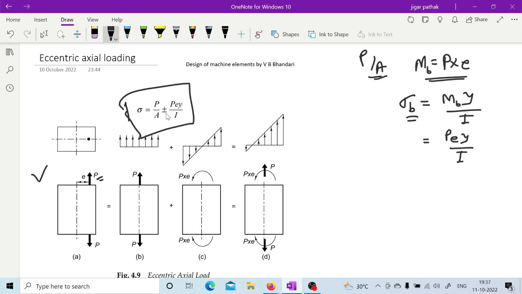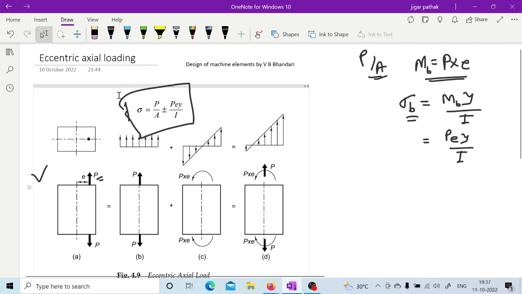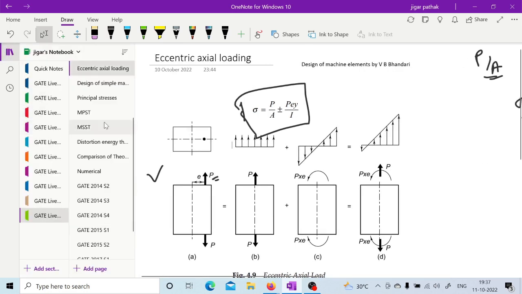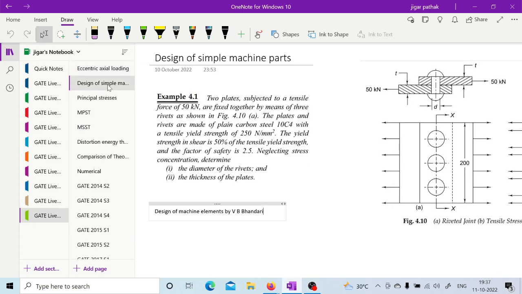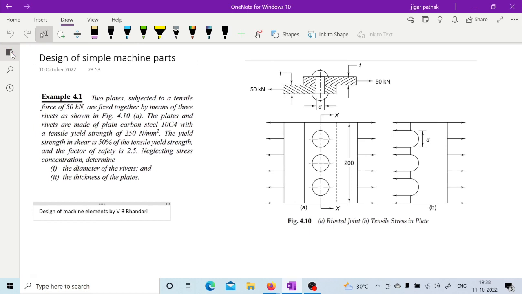And why is this plus or minus sign there? Because as we know, in bending both natures of stress are present, tension and compression. That is why at some places it will be added and at some places it will be subtracted, based on the nature of the stress. So this is how eccentric loading will be considered. Once you are done with eccentric loading, we can go for some very simple problems.